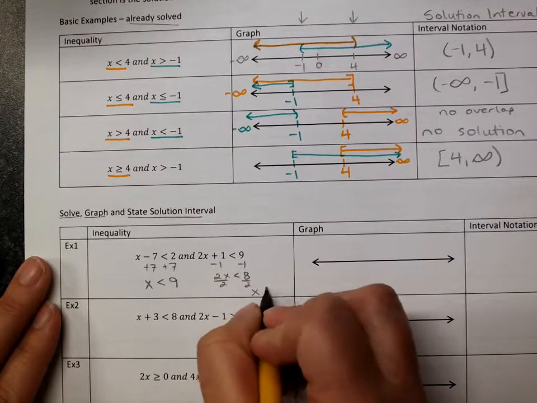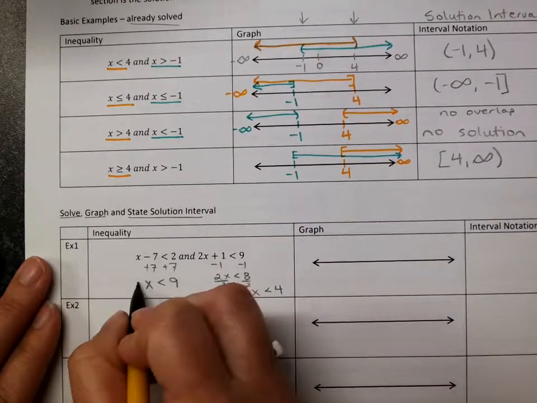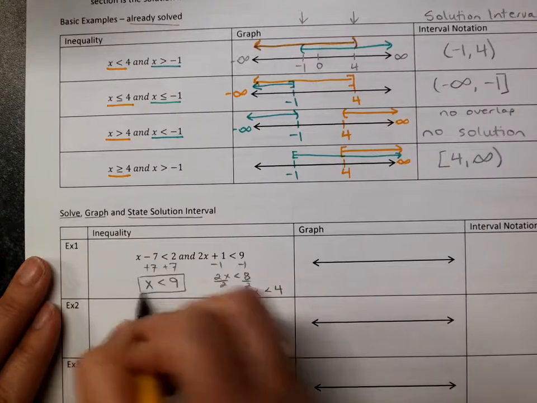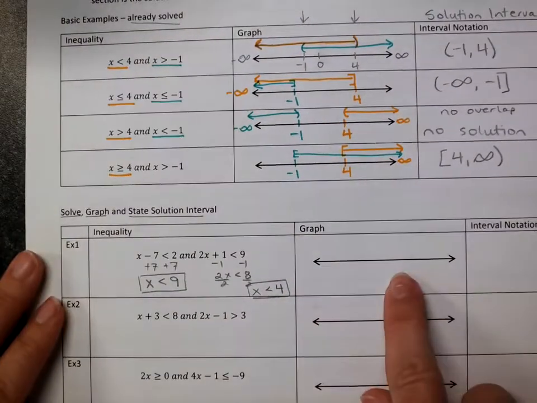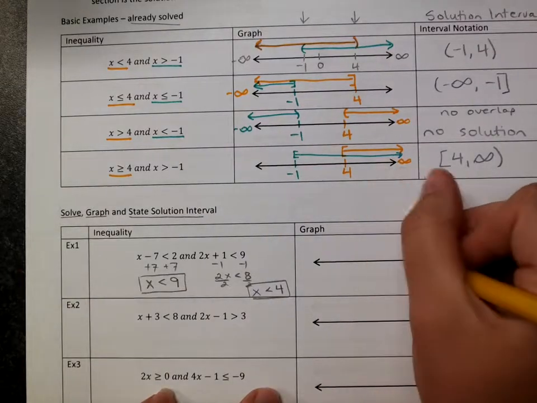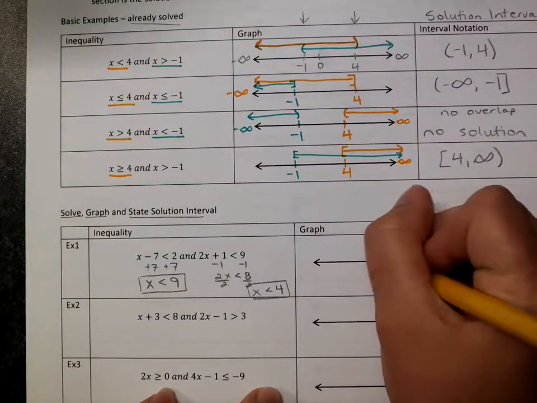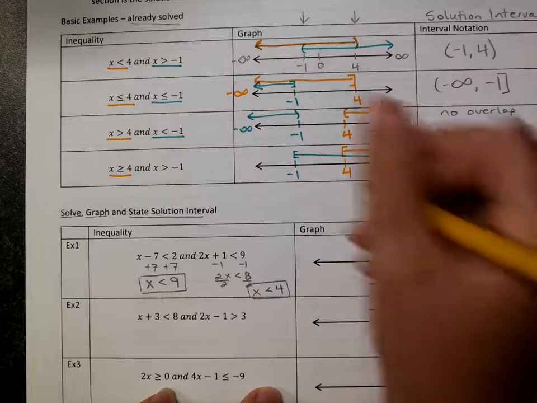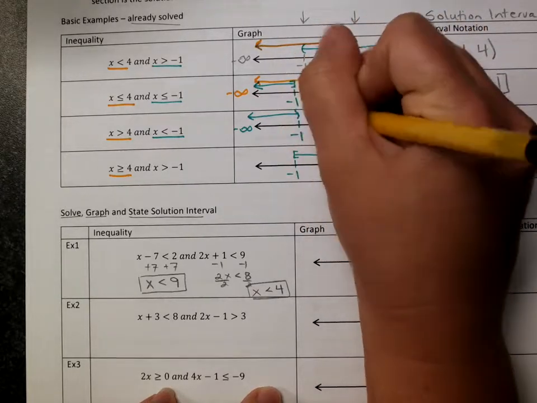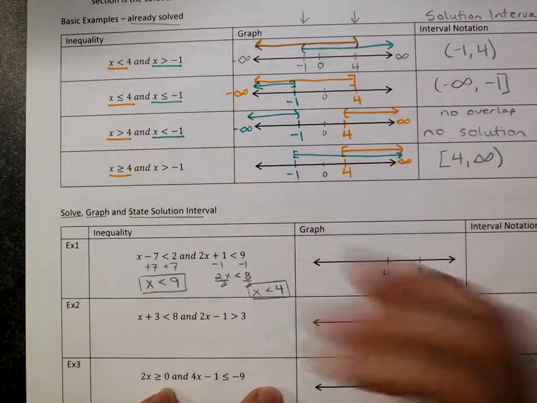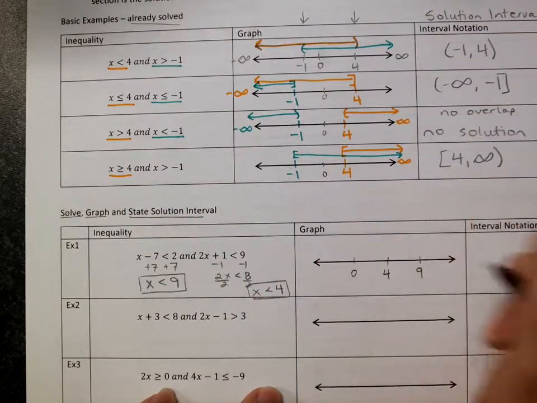You should get x is less than 4. So I'm going to graph x is less than 9. I'm also going to graph x is less than 4 on the same number line. So 9 is over here, 4 is over here. You can always put 0. I didn't put 0 on these, but 0 being in the middle is helpful so you can get a good sense of where things go. So 0 would be over here.